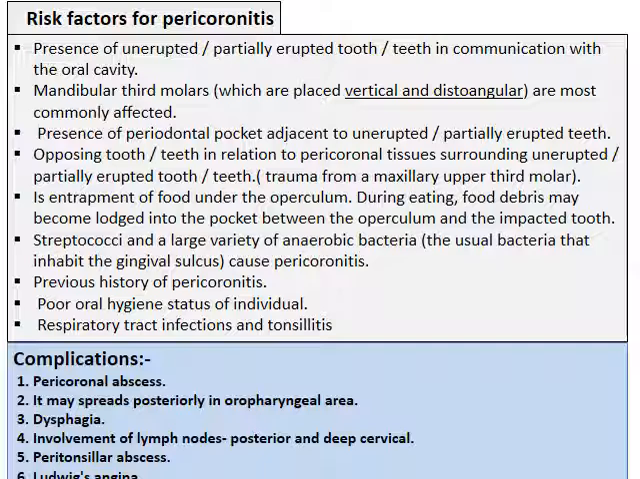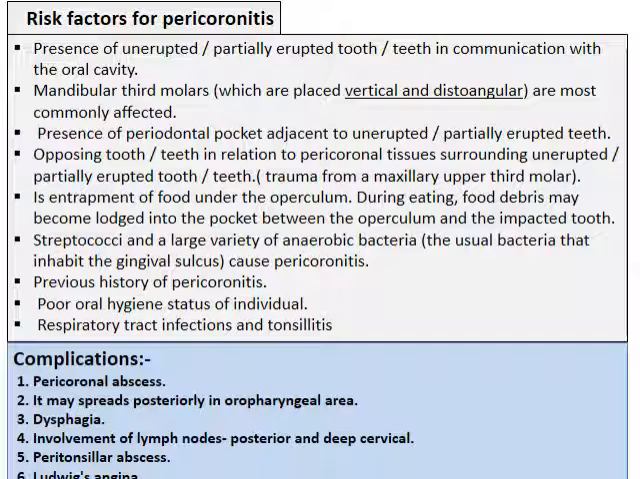Presence of a periodontal pocket between the impacted tooth and the adjacent lower 7 assists in the development of pericoronitis, as I told you before. Opposing tooth, for example the upper third molar, when there is trauma to the lower third molar's soft tissue above the impacted or partially erupted tooth, it may aggravate the condition to the development of pericoronitis.